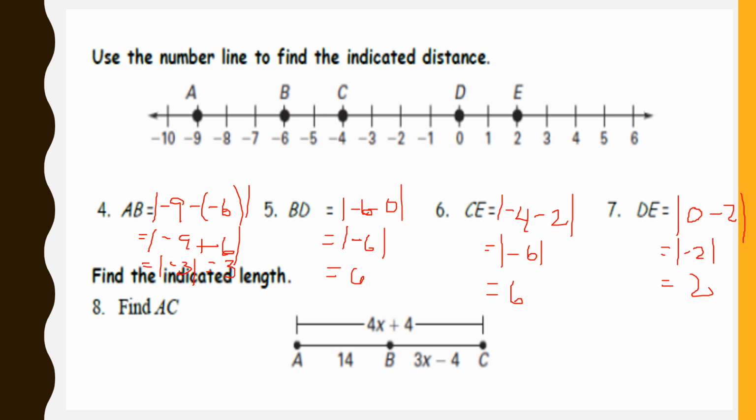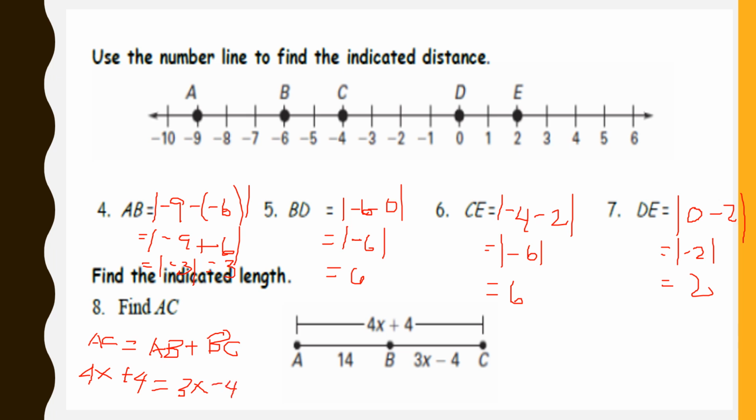We have here AC, where B is in between. But the total distance from A to C is 4x plus 4. So let's find AC here. To get AC, that is equal to AB plus BC. Okay, but your AC is 4x plus 4. That's equal to 14 plus 3x minus 4.